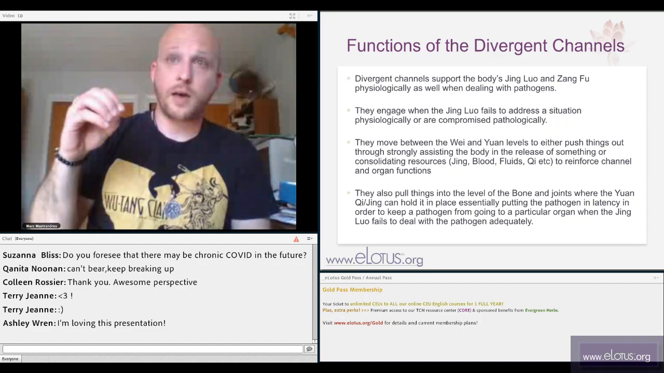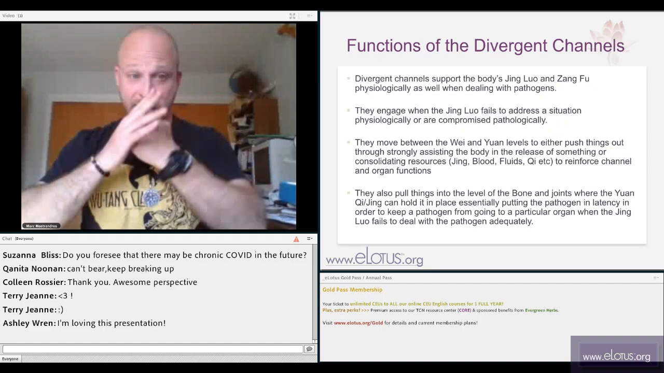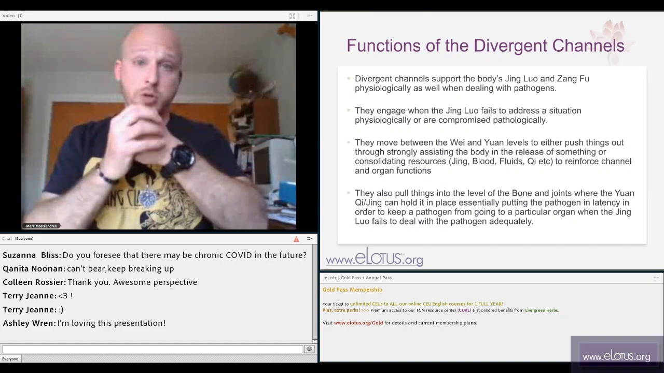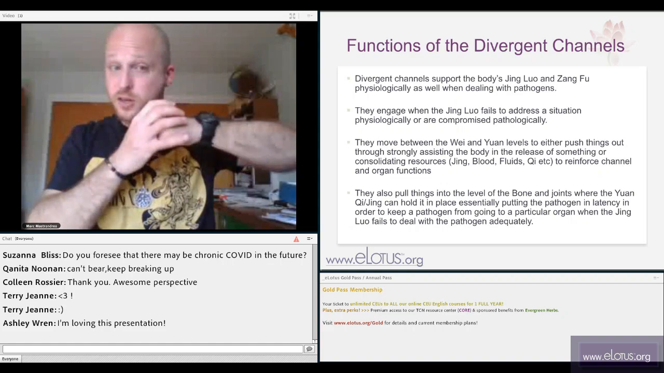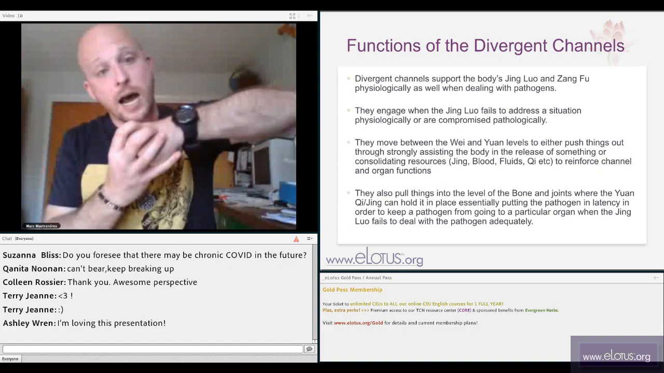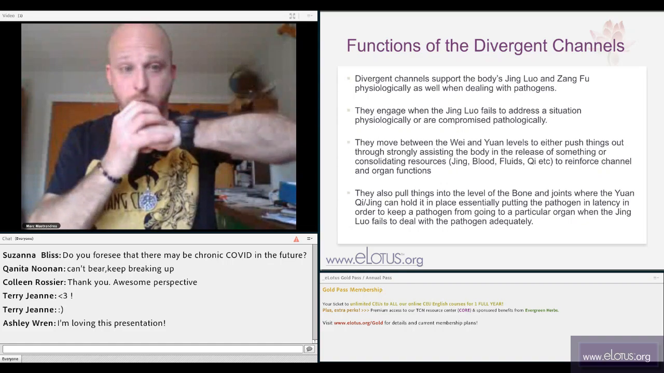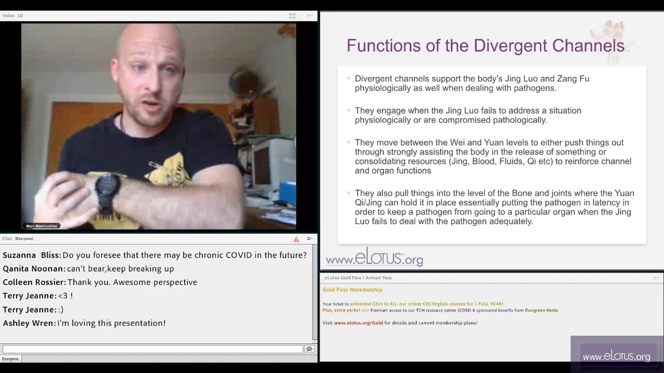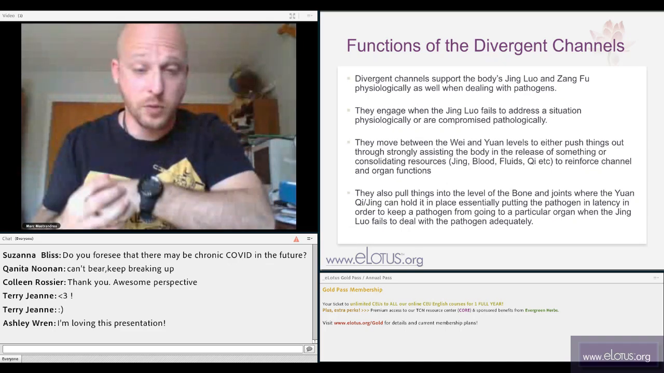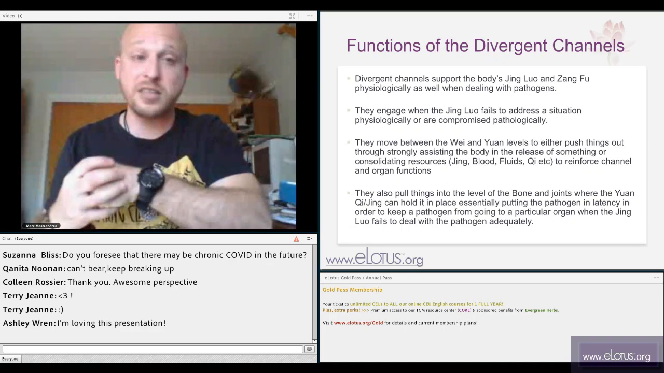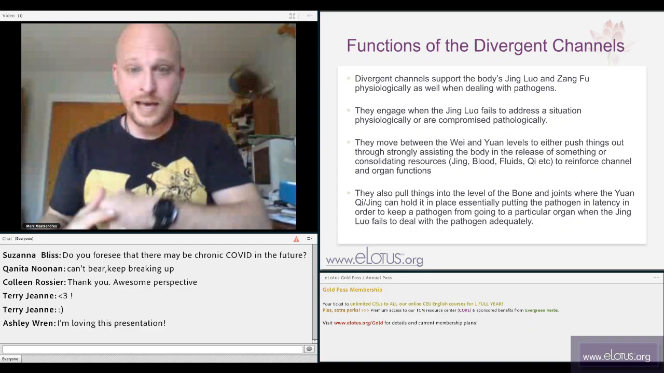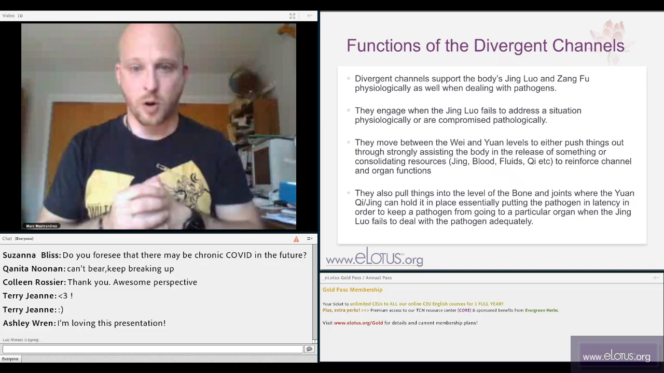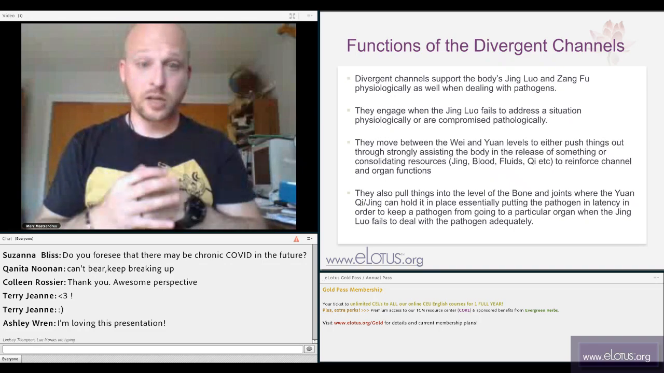So when you have a pathogenic issue with Wei Qi and they're fighting, and it's being pushed into the divergence, they will try to use that yin substance, whatever yin substance is holding it in latency, to drive that fight, that combined Wei Qi and pathology, into the level of the Yuan, into the level of the bones and the joints, where the Yuan Qi and the Jing can hold it as long as possible, right? Or whatever yin Qi you have can hold it as long as possible, essentially putting the pathogen in latency. This is in order to keep the pathogen from going to a particular organ when the Jingluos fail.